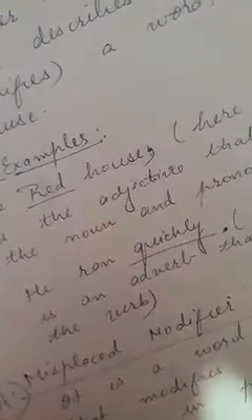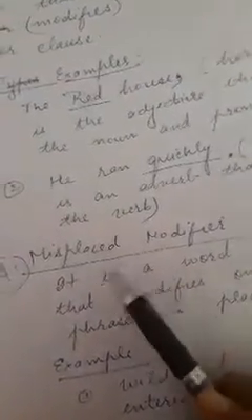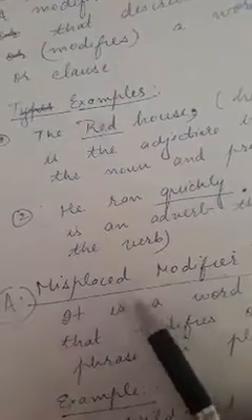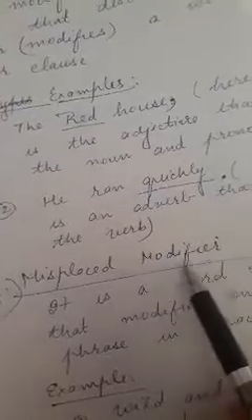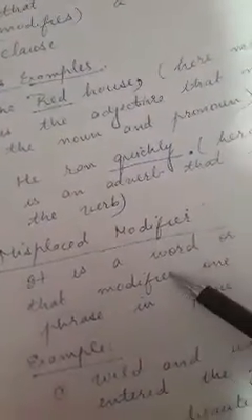Now we will look into the types of modifiers. The first category is the misplaced modifier. By misplaced modifier we mean a modifier that has been wrongly placed in a particular sentence. It is a word, a group of words or a phrase that modifies one word or phrase in place of the other.